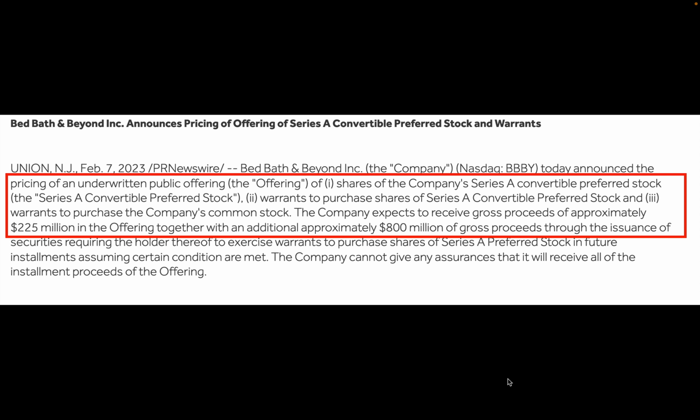With that being said, they offered some things to the investors to lure them in and give them the money. So they were able to raise about $1 billion to pay off their debts and survive, basically. Out of which $225 million worth of preferred convertible stocks were given to the investors.